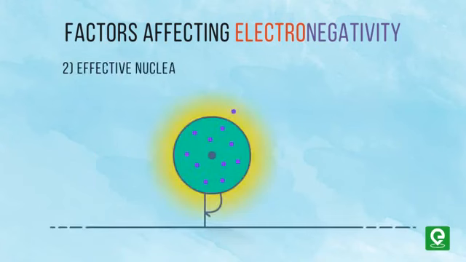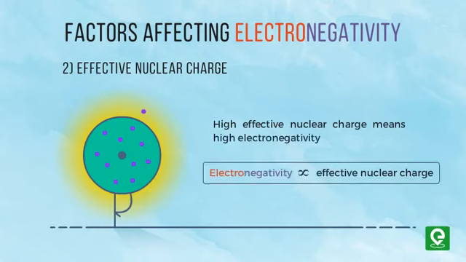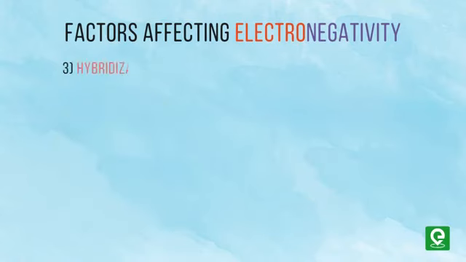Number 2. Effective nuclear charge. When effective nuclear charge is high, the nucleus will attract the shared electrons with greater strength and the electronegativity will be high. Number 3. Hybridization state of an atom.